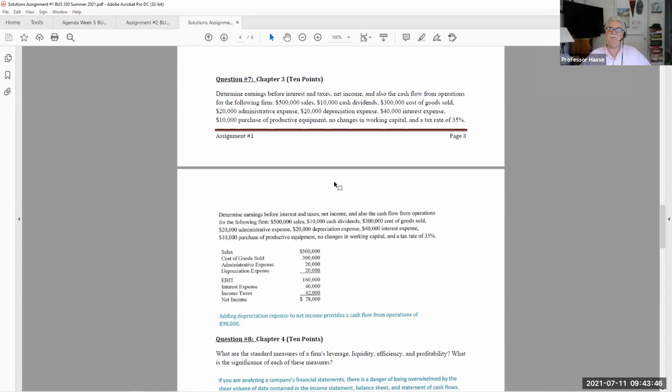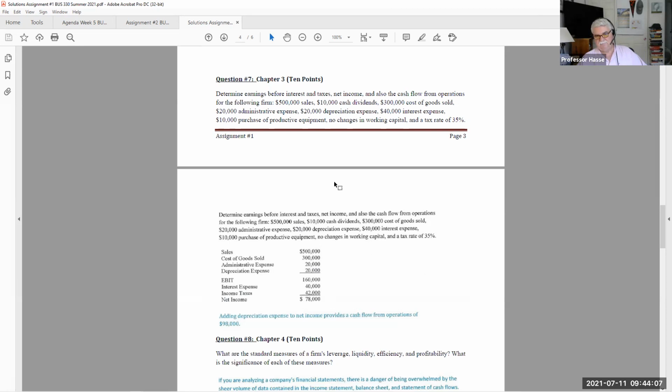Take 35%, which is our tax rate, of $120,000. We get an income tax expense of $42,000. Subtract that from our operating profit, 40,000 interest and 42,000 taxes. We get net income of $78,000.